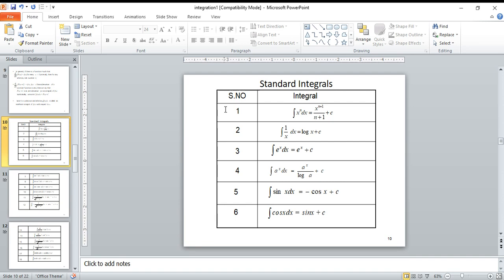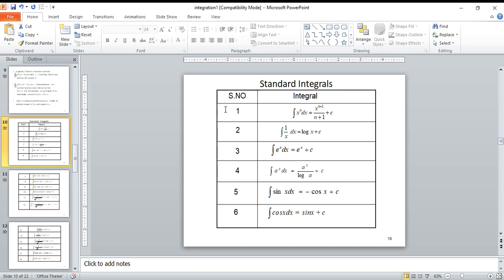Next, the third one is also an easy one. Integration of e power x dx equals e power x plus c. Always put plus c on all equations because c will give a different answer, so put it as c, it's safe. Fourth one, integration a power x dx equals a power x by log a plus c.